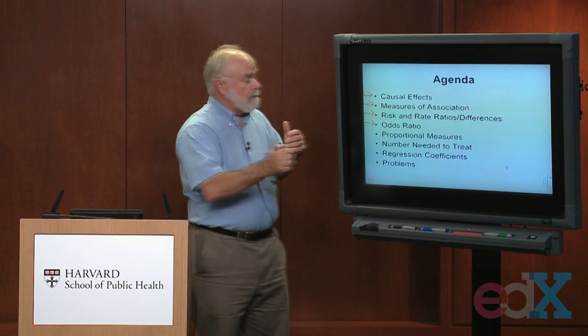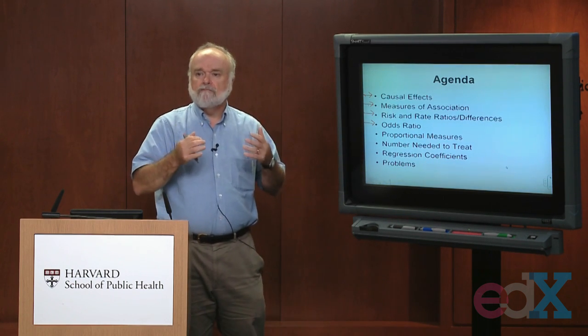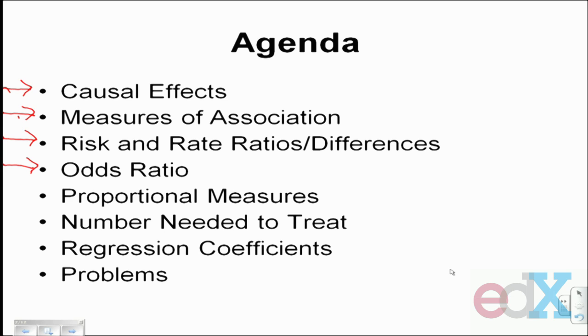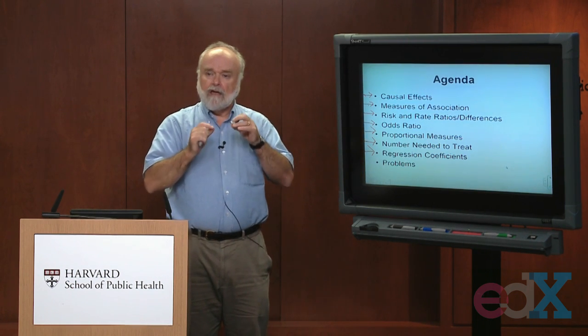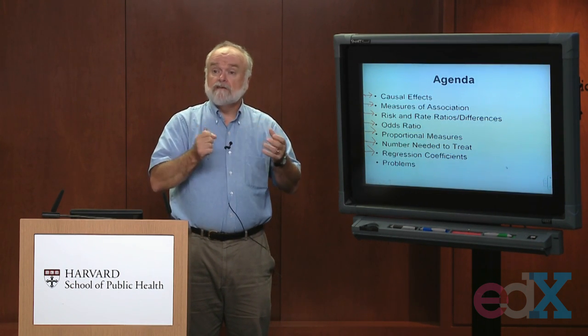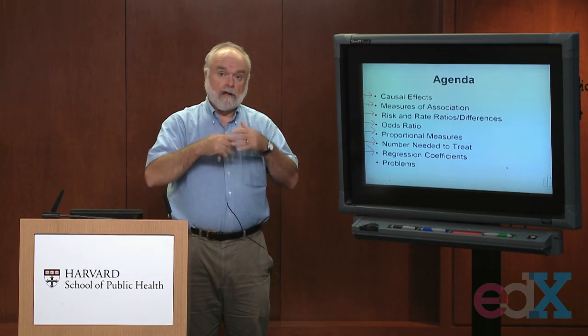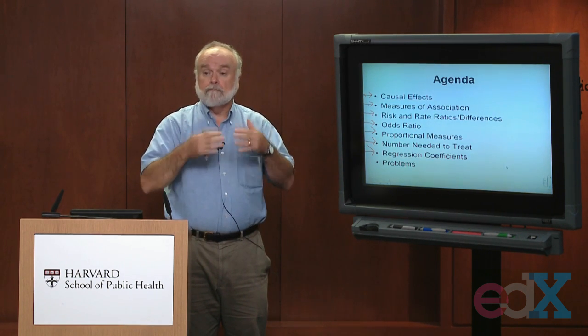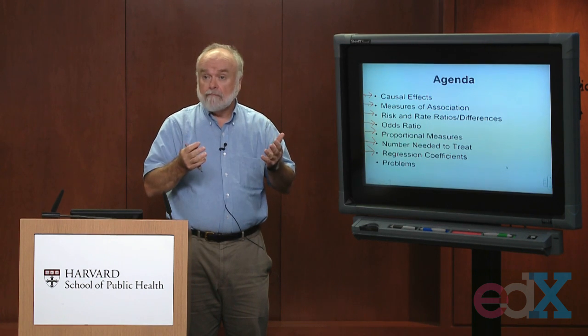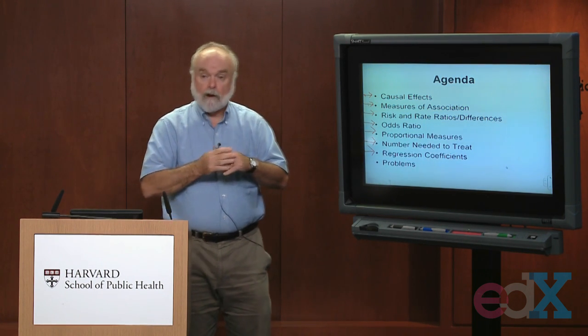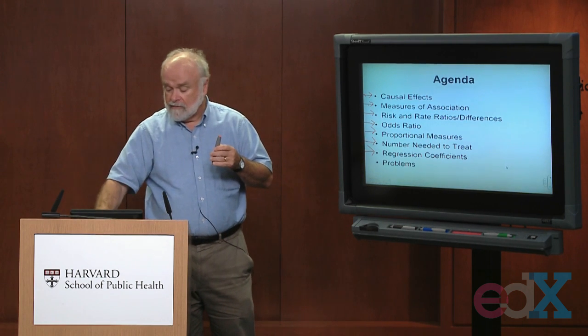And then I'm going to talk about some other less often used measures of association. I'll talk about proportional measures of association. I'll talk about the concept of number needed to treat in clinical epidemiologic research. And then I'm going to end up talking about regression models, introduce the idea that a regression coefficient is a measure of association. Now, throughout this, I'll give you some examples, some problems to do using the Framingham data set. So that's the roadmap. That's what I want to do for this series of sequences.